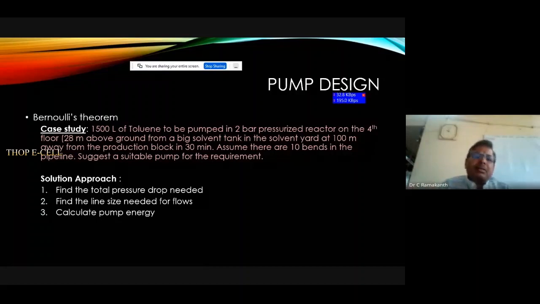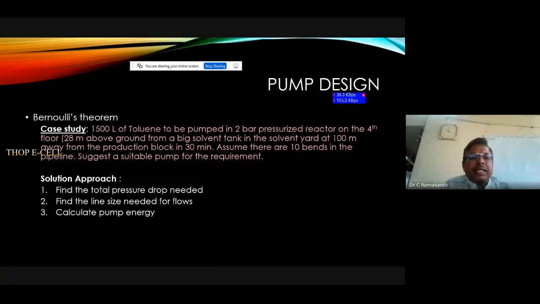And then the MOC of the pump depends on the service fluid, like here in this case toluene. In some other case it could be some other solvents which may corrode the materials and things like that. So finally you should say that it should be a glass-lined or Teflon-lined pump for this particular usage.